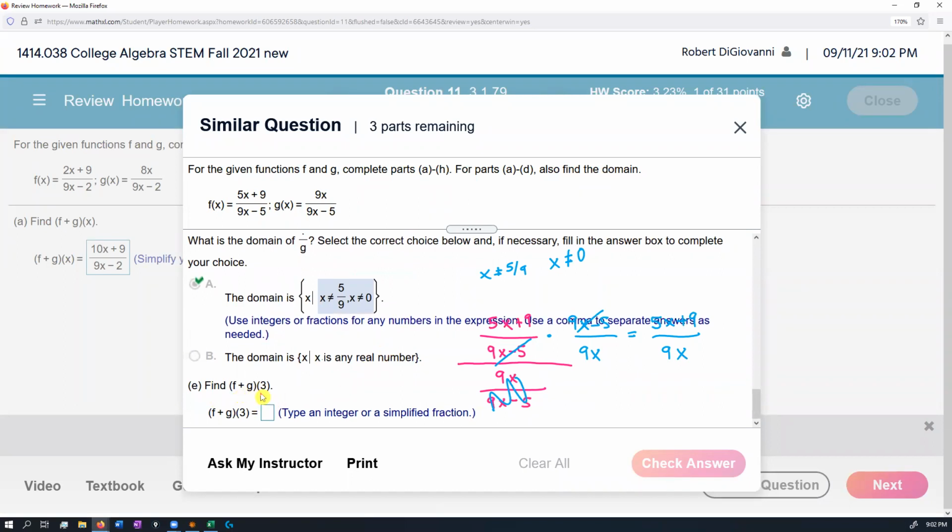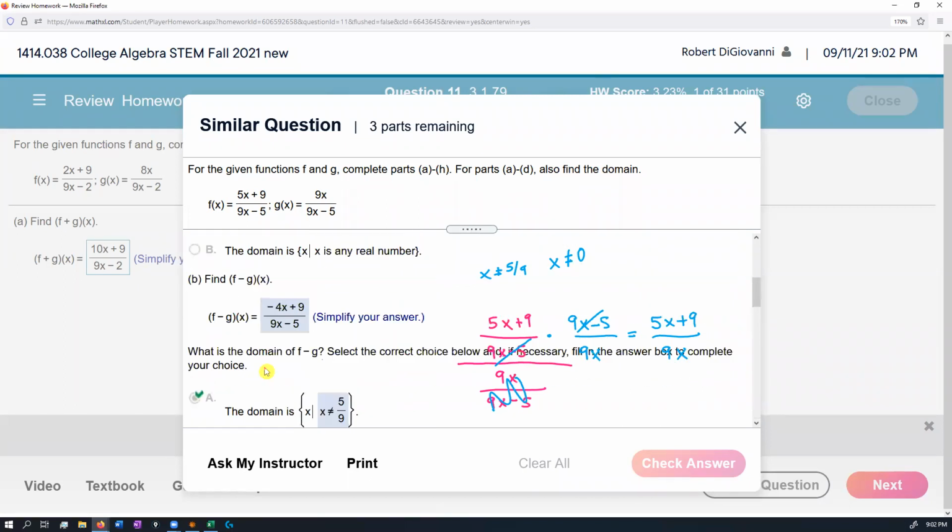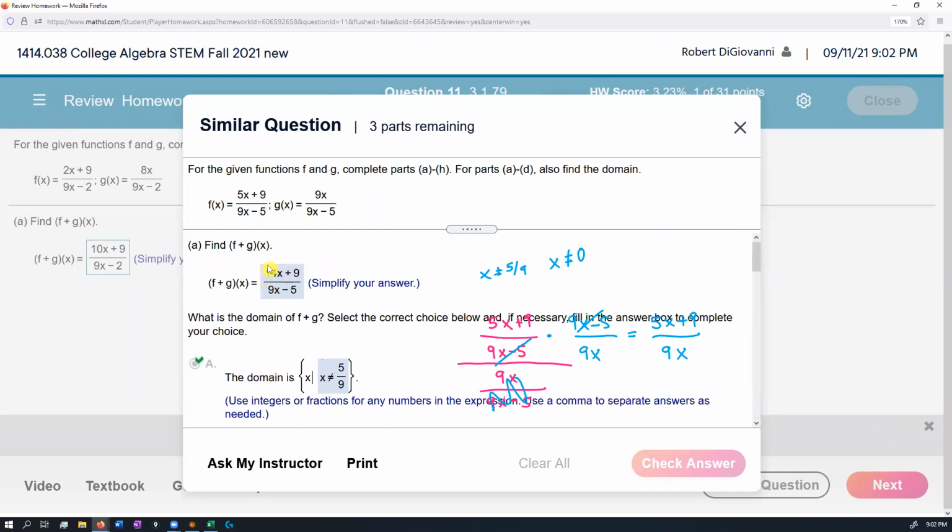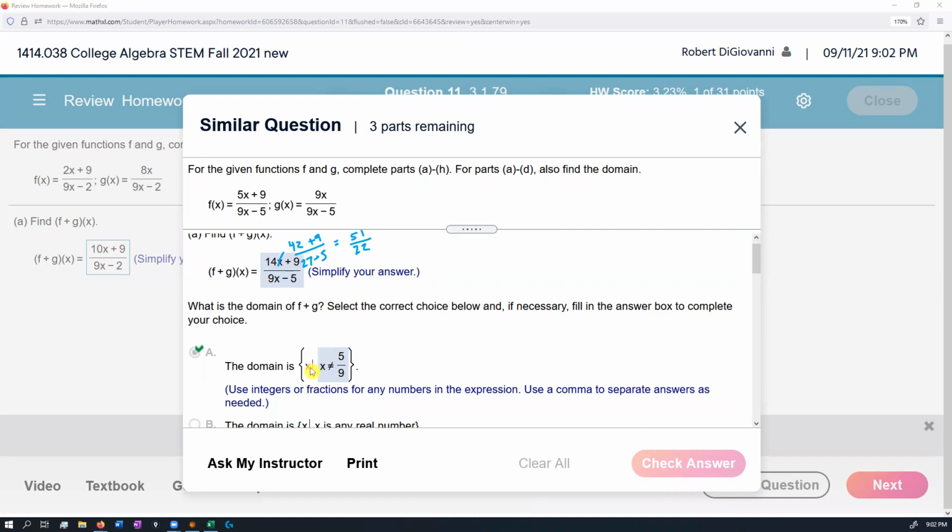All right, now what's f plus g of 3? Well, we go up to what f plus g was. That's this. We plug 3 into this. So 3 times 14, 30, 42, plus 9 over, plug 3 into the bottom, 27 minus 5. So 51 over 22. We should get 51 over 22.